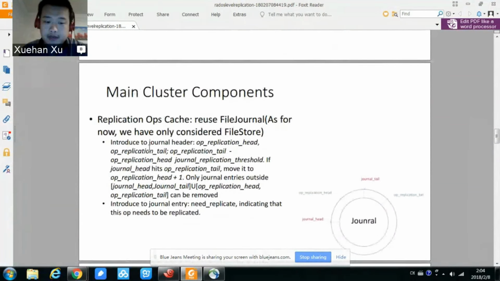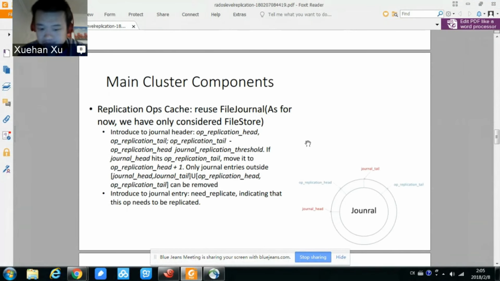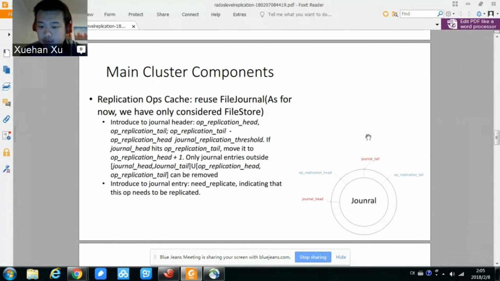And by replication ops cache, we mean that since we have to replicate liberated ops, we have to make a cache for those ops that are not replicated yet. And we think that maybe we can reuse the existing file journal by adding some additional pointers into it. We think we can change the file journal like this.